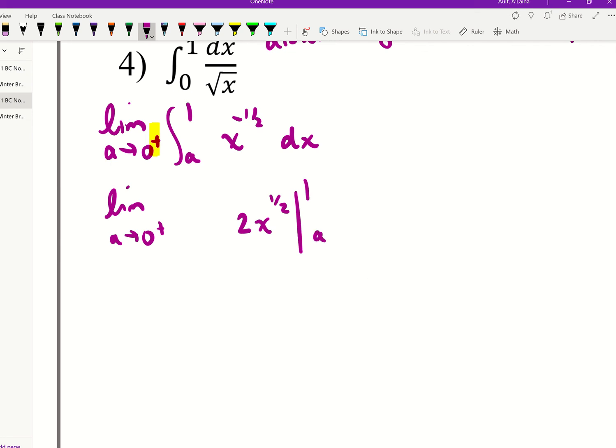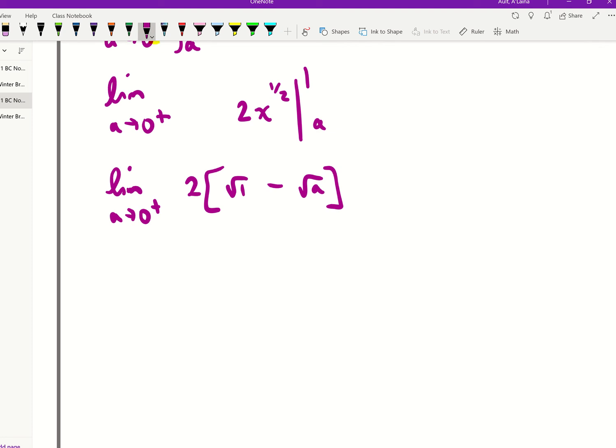Sometimes kids don't write that evaluation, and you will not receive all of your process points if you don't. This is the limit as a approaches 0 from the right of that constant multiplier of 2 times the square root of x, minus the square root of a. No, wrong. Square root of 1 minus the square root of a. And then a, remember, is 0. So this would be 2 times 1 minus 0, which is 2. This converges to 2.